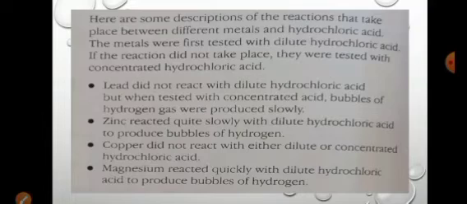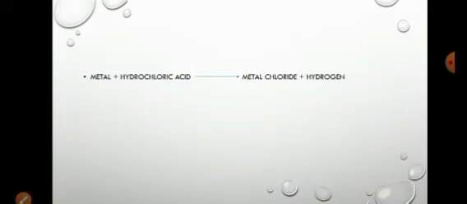Copper did not react with either dilute or concentrated hydrochloric acid. Magnesium reacted quickly with dilute hydrochloric acid to produce bubbles of hydrogen, which suggests that magnesium is more reactive than lead, for example, and more reactive than zinc and then copper, because it reacted with the dilute acid. They didn't even need to put it in a concentrated acid. So a metal plus hydrochloric acid will give metal chloride plus hydrogen.